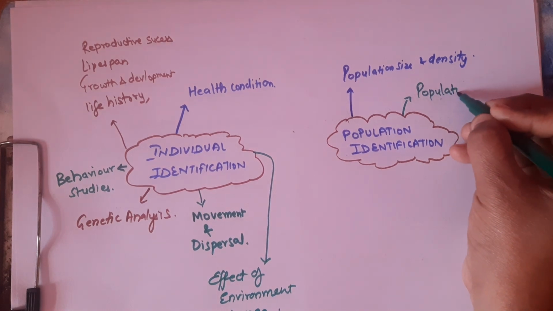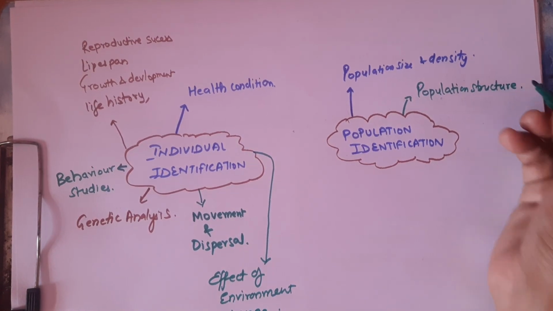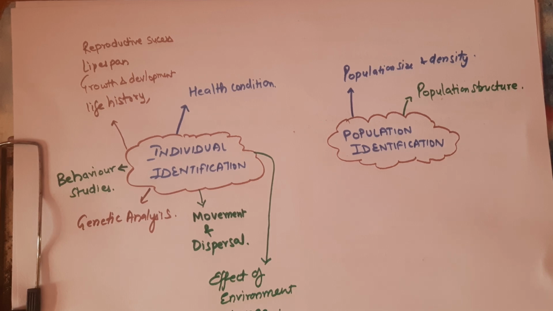The second thing we learn from the population identification is the population structure. So this is very important. Population identification will help us in determining the age and the sex structure of a particular population, and this will give very important information about the reproductive potential and stability of that population. We can use this information to construct the age pyramids and the sex ratio. This will give insight into the population dynamics.